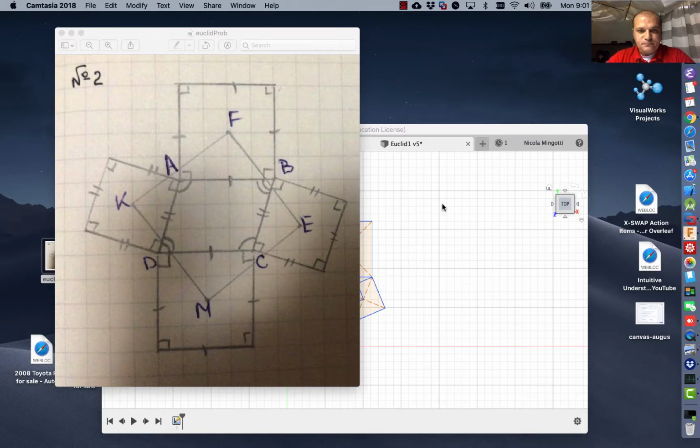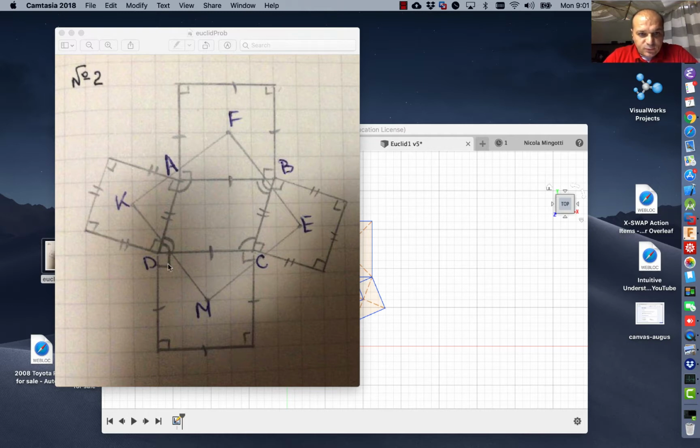Hi, I'm going to show you today how to draw a Euclidean geometry problem with Fusion 360. You will see this has a great benefit: it's easy to animate the figure. So let's start. This is the problem that we want to solve.